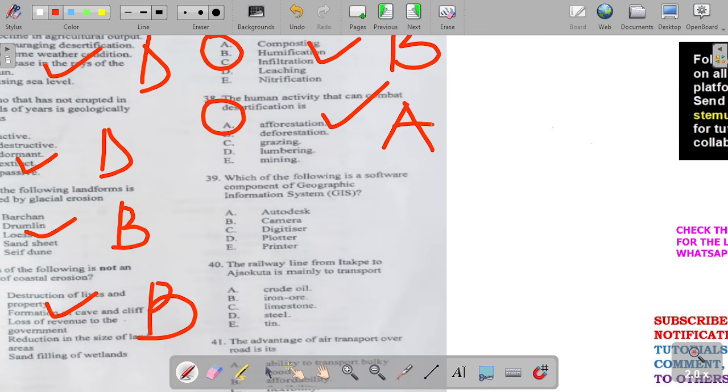39. Which of the following is a software component of our geographic information system? GPS? We have Autodesk, camera, Vista, plotter, printer. The answer is A, Autodesk.